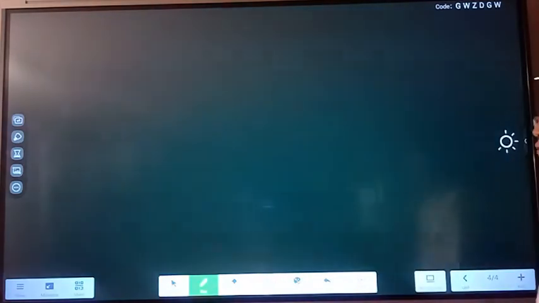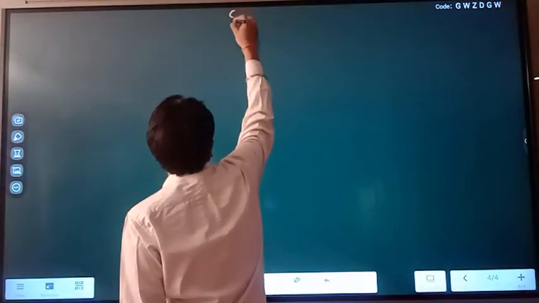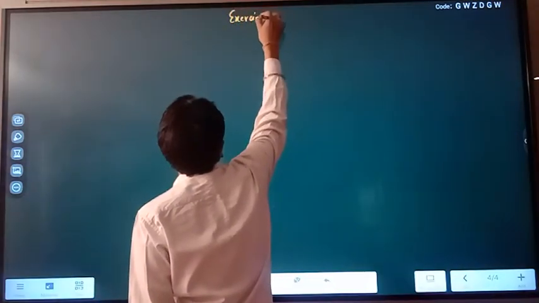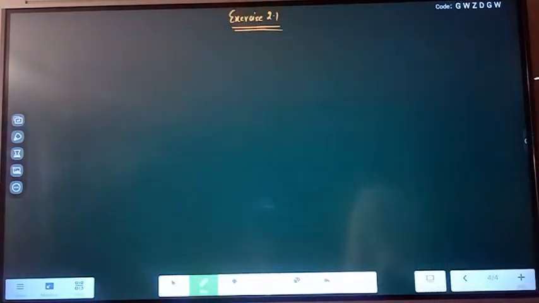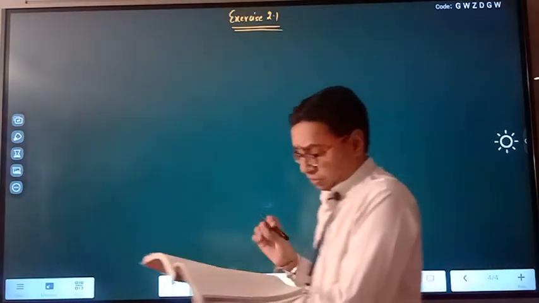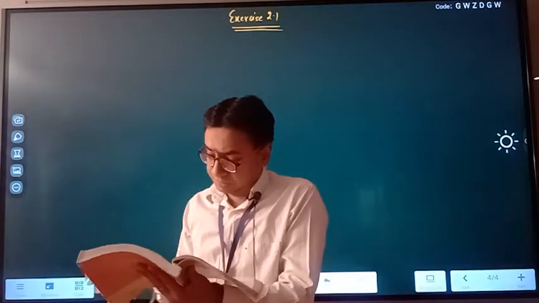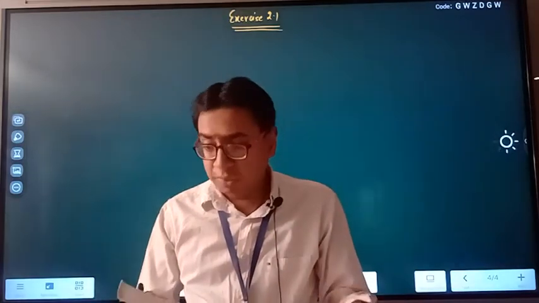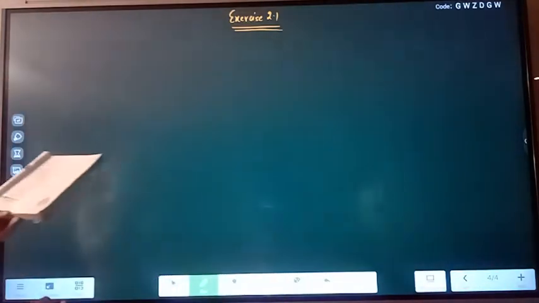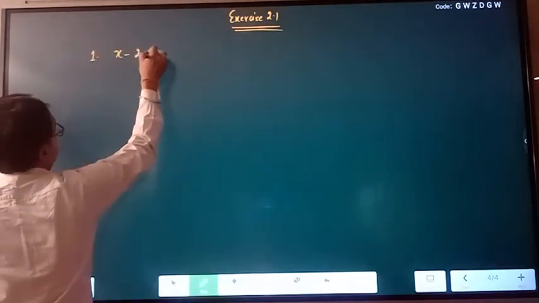Clear with this? So let us start with the exercise. Let us start Exercise 2.1. Solve the following equations. Very easy equations. Open your NCERT books on page number 23. First question. Solve the following equations. First part: x minus 2 is equal to 7.